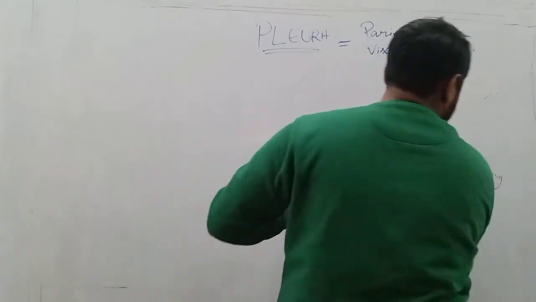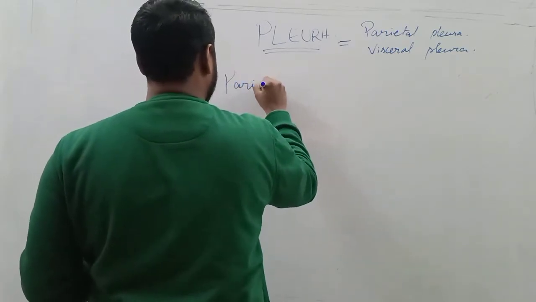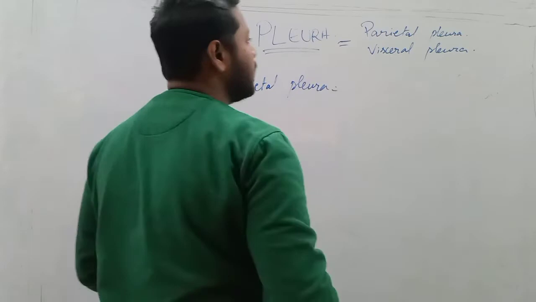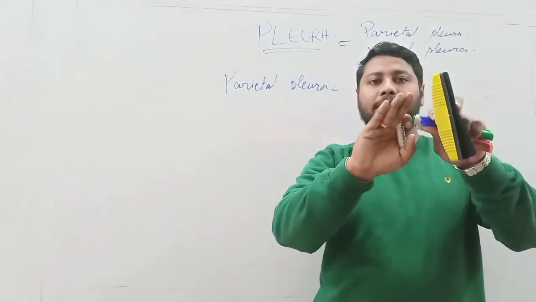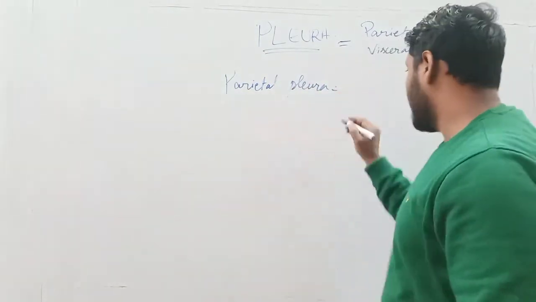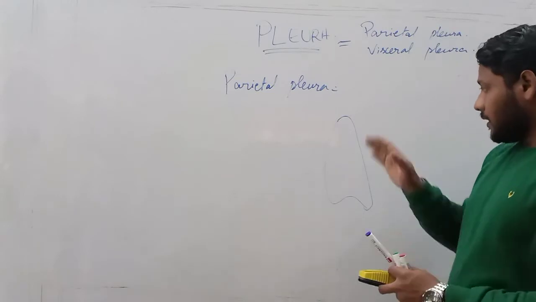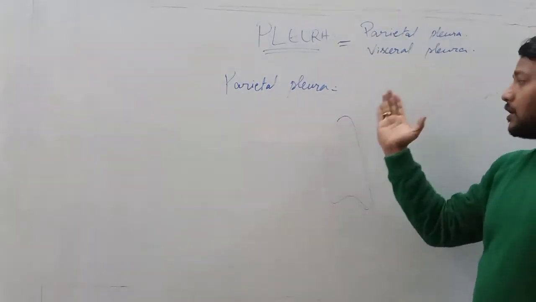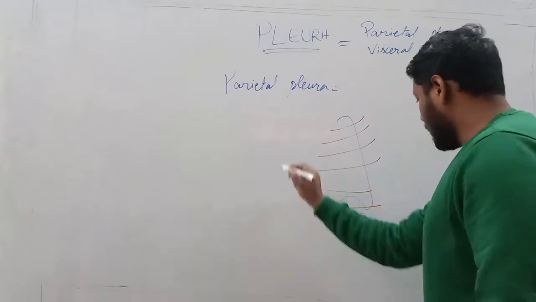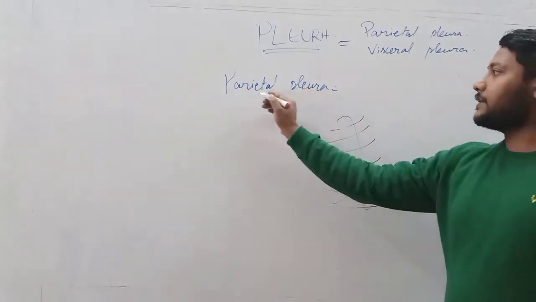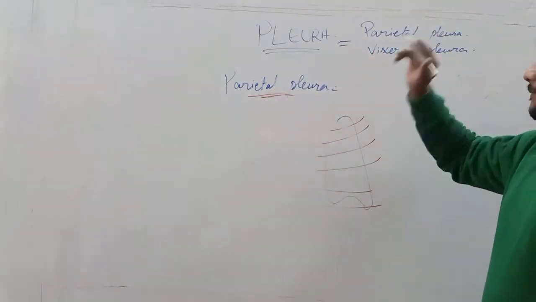Next, let's look at the parietal pleura. The parietal pleura is actually thicker than the visceral pleura, and it is present on the outer surface of the lungs. If this is the lungs, the surface of the lungs is lined by the visceral pleura. The portion around the ribs is covered by the parietal pleura. Clear? So the parietal pleura is thicker than the visceral pleura.